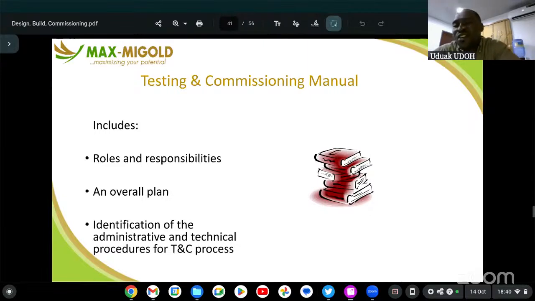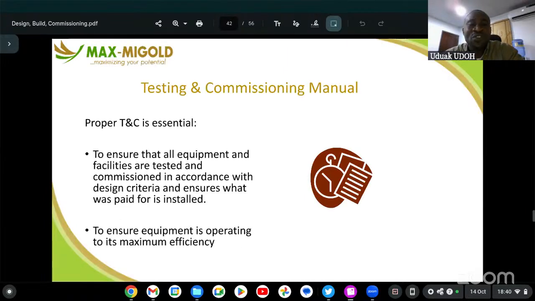And each testing comes with an inspection checklist and a document. We need to document those results, those data, for future reference, so that there will be an overview of what really happened during the testing stage and the commissioning. So that in case there is any other issue, they can always look back and be able to resolve the problem. So it's always good for us to do testing and commissioning. It's always essential because it ensures that all equipment and facilities are tested and commissioned in accordance with the design criteria, and ensures what was paid for is what was installed. Yes, it ensures that the equipment is operating at its maximum efficiency.